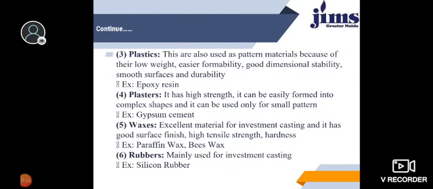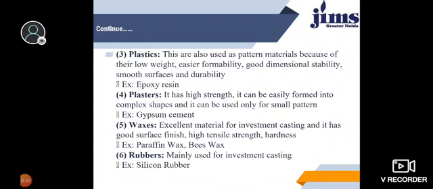Next we have plastic. Plastic is also used as pattern material because of its low weight, easy formability, good dimensional stability, smooth surface finish, and durability. An example of plastic is epoxy resin. Next is plasters. They have high strength and can be easily formed into complex shapes, but can be used only for small patterns. Examples of plasters may be gypsum cement, plaster of Paris, etc.